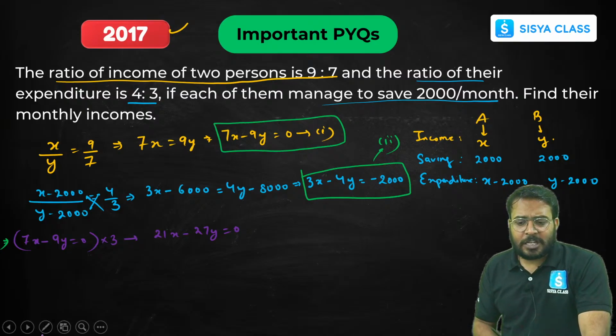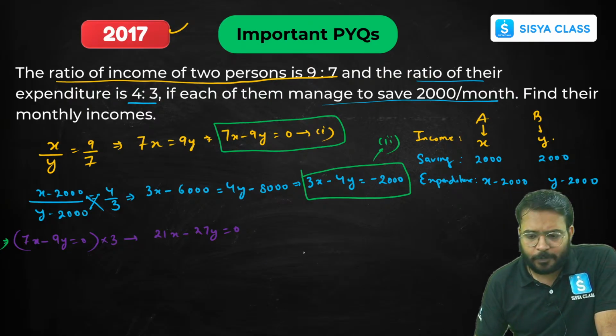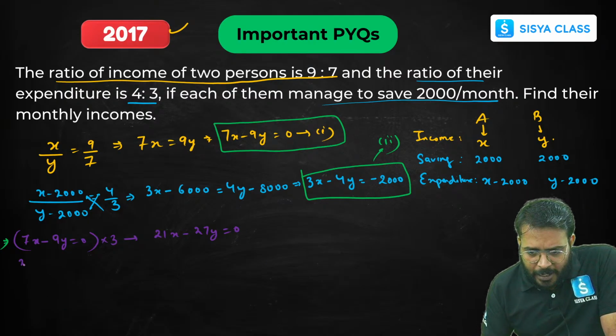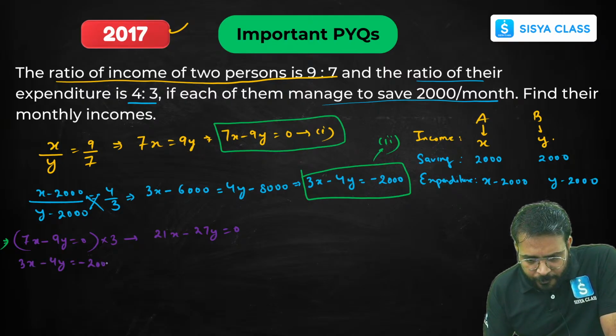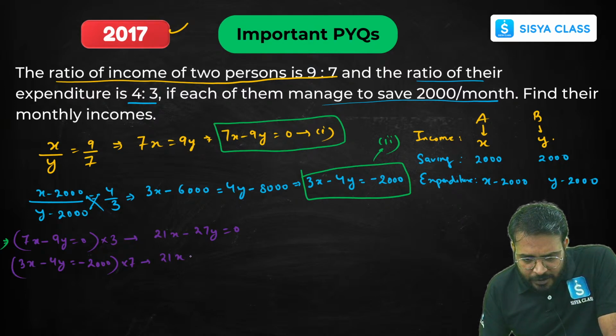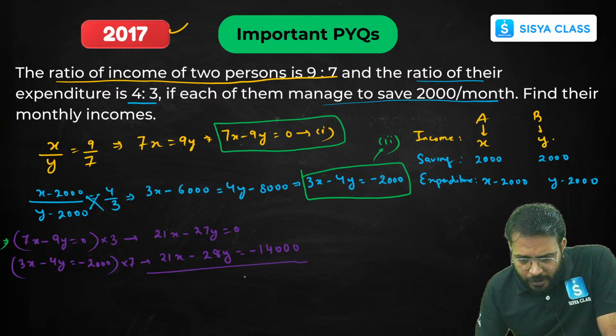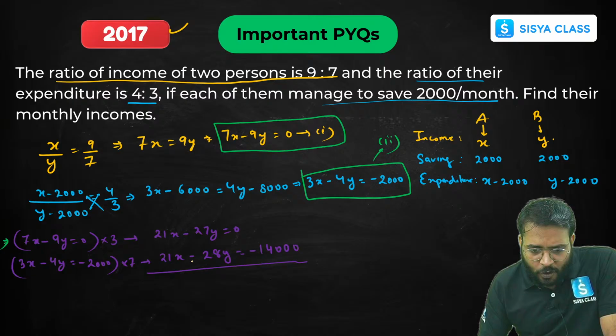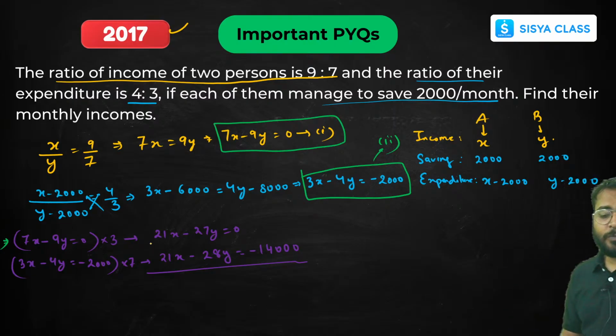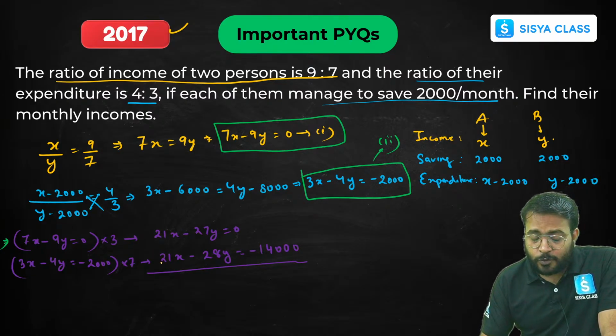And if I multiply my second equation, that is 3x minus 4y is equal to minus 2,000, with 7, what will I get? I will get 21x minus 28y is equal to minus 14,000. Yes or no? Got it. Now can we subtract? Can we subtract equation 2 from equation 1?